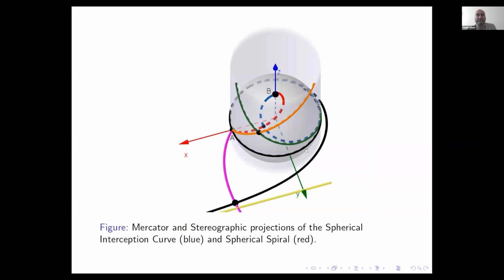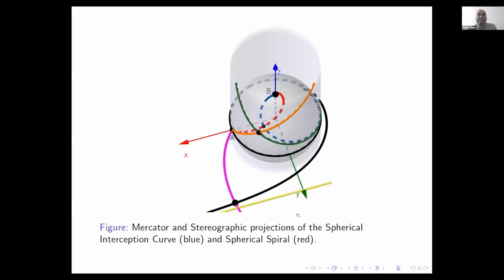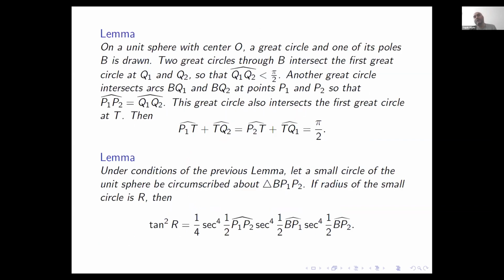The helix is orange, and y equals coth of x over 2 is this green one. On the stereographic projection, we obtain r equals coth of theta over 2 in polar coordinates. It is in black. And the well-known logarithmic spiral r equals e to the theta is in purple. So the curve under study is related to other well-known curves under Mercator and stereographic projections. Now, these results can also be proved in a different, elementary way.